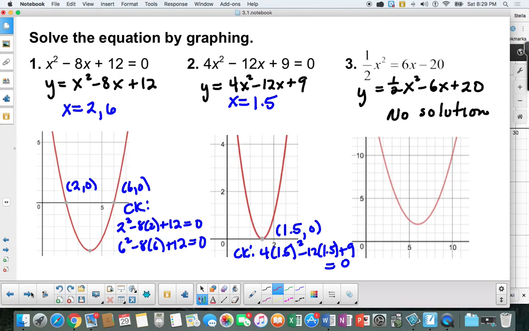Here are the answers. Notice that I did provide the graph. I got x equal to 2 and 6, 1.5 here, and here there was no solution. This is the end of the screencast.